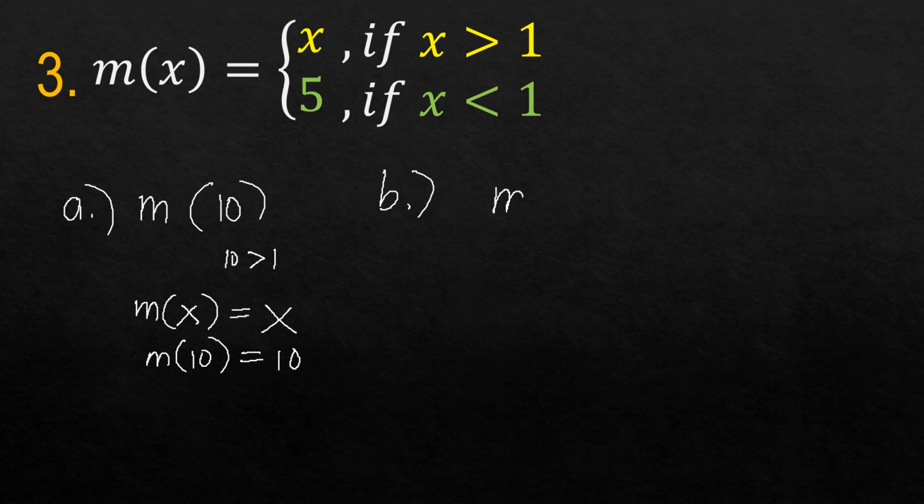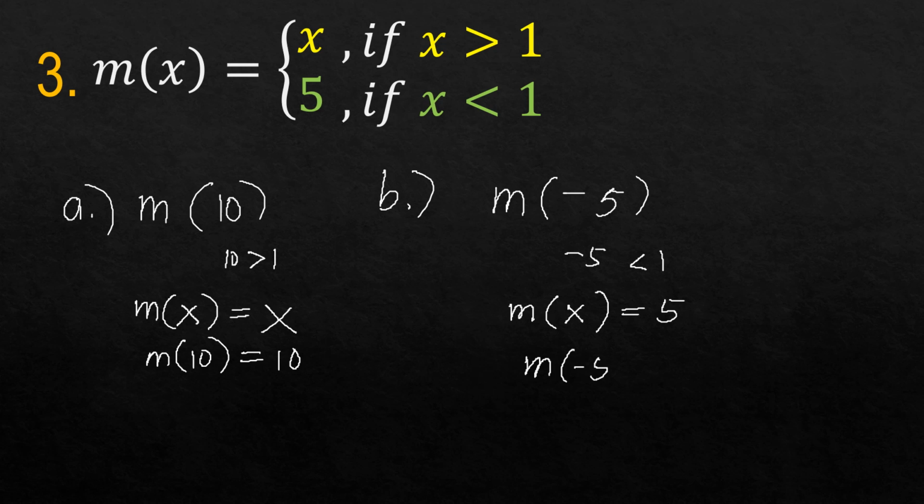Let's have m of negative 5. Negative 5 is less than 1. Okay, so we're using m of x is equal to 5. That is the required function. So m of negative 5 is 5. That is a constant function. Okay, and still we can combine.